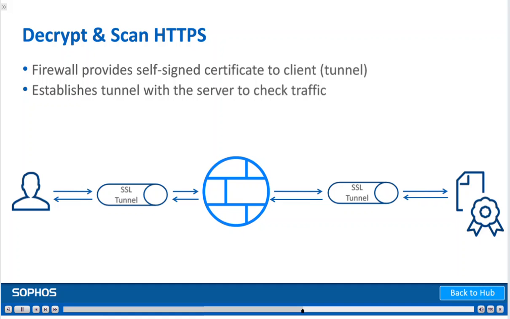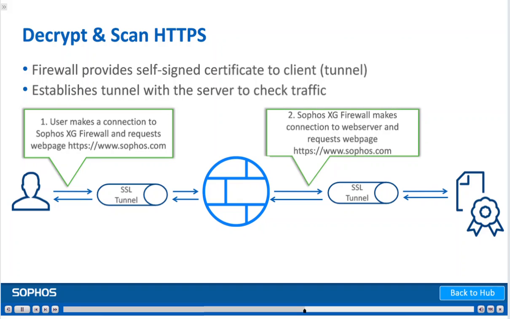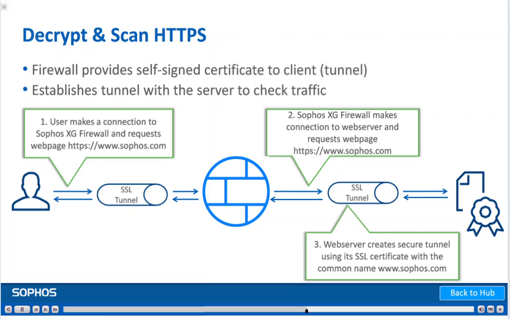Let's look at an example. A user requests the website https://www.sophos.com. The Sophos XG Firewall intercepts this request and makes its own request to https://www.sophos.com. The secure tunnel between the web server and the Sophos XG Firewall uses the SSL certificate from the website.